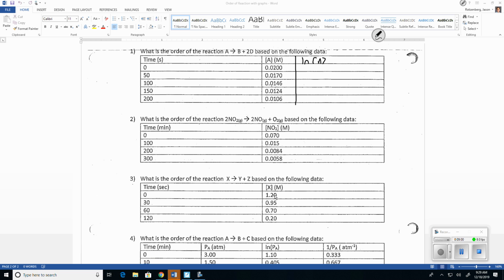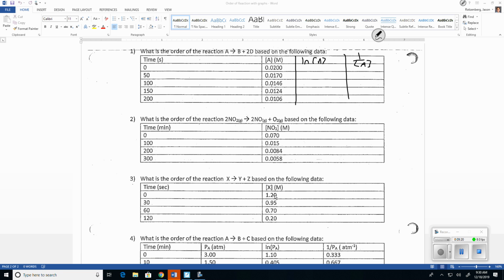If not, I would take the natural log of each of these numbers and then look and see, is that linear over time? If not, I would do 1 over concentration each time and see if that decrease was linear. Now, I'm not going to go over these 3 problems with you right now. However, if you needed more practice, that's what you would do on these 3.